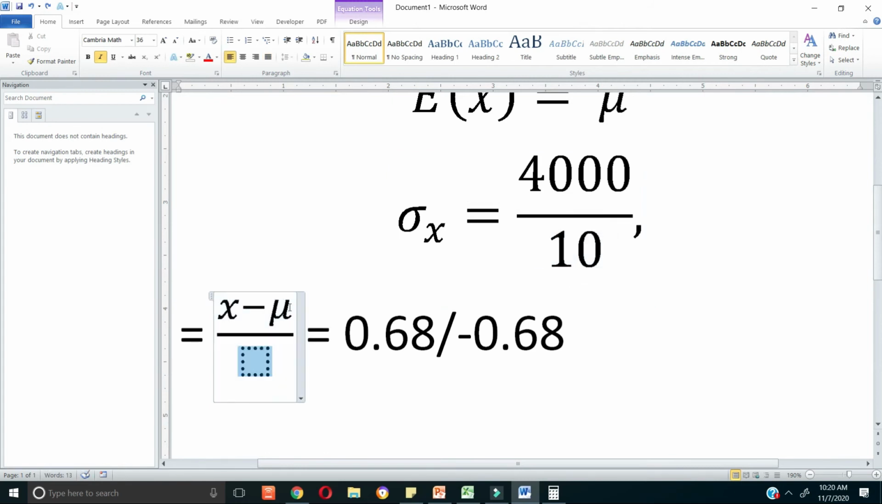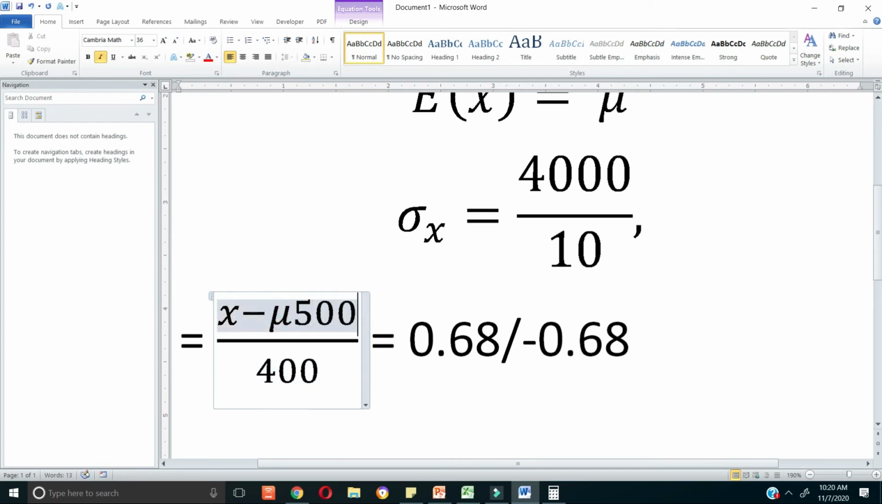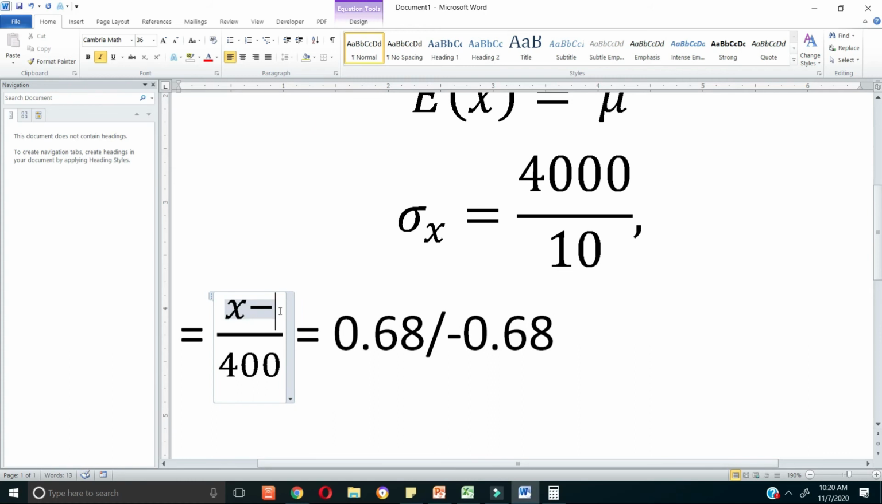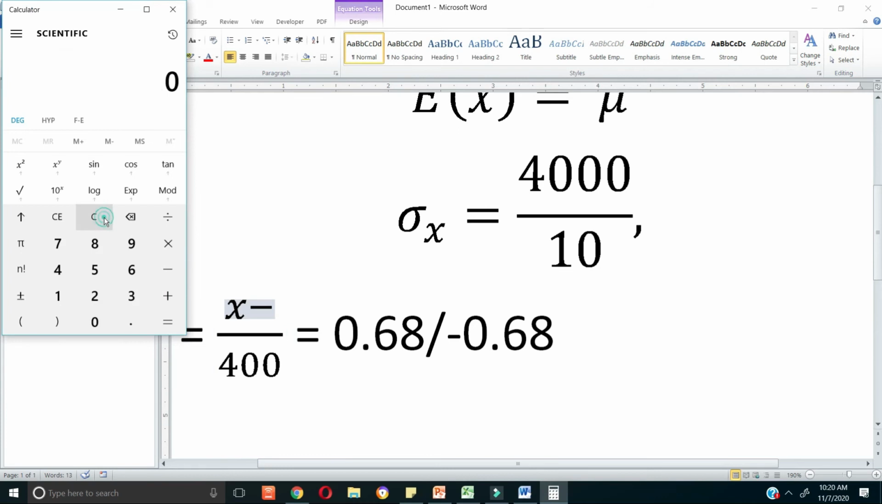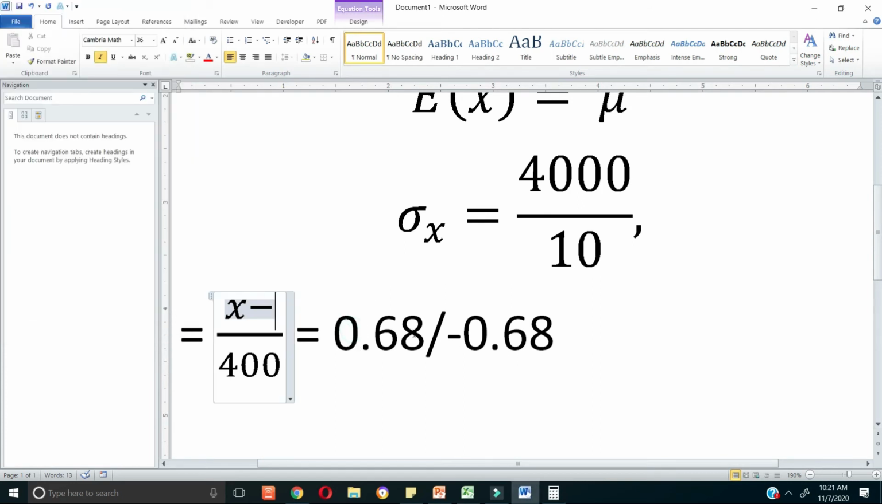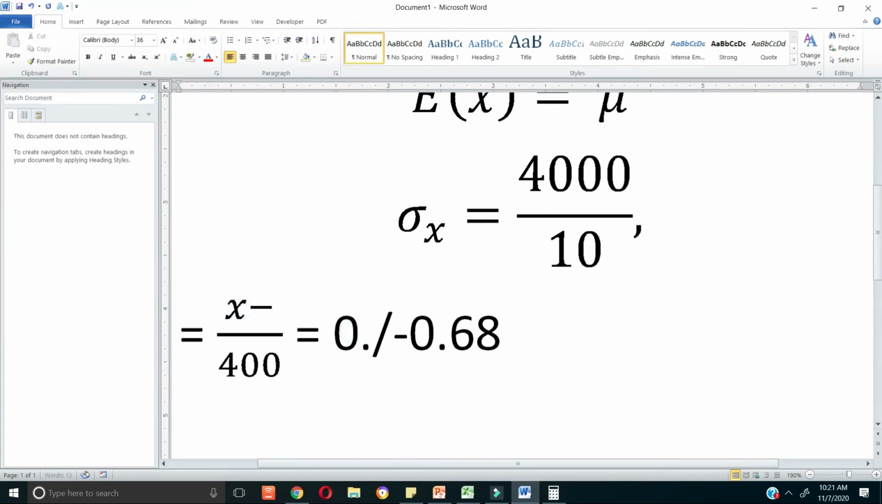Oh yes, it's not over 400. So x minus mu, we said, is 500. So 500 divided by 400 is going to give us 1.25. So the bounds are going to be 1.25 and minus 1.25. So these are the z values.